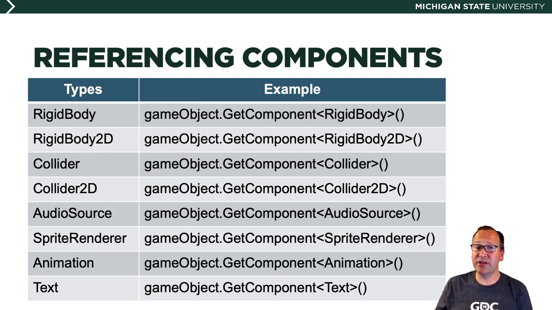Once you get a reference to the component, you can use the component's properties and methods to do things dynamically as the game plays. A lot of game coding is simply manipulating game objects and their components.